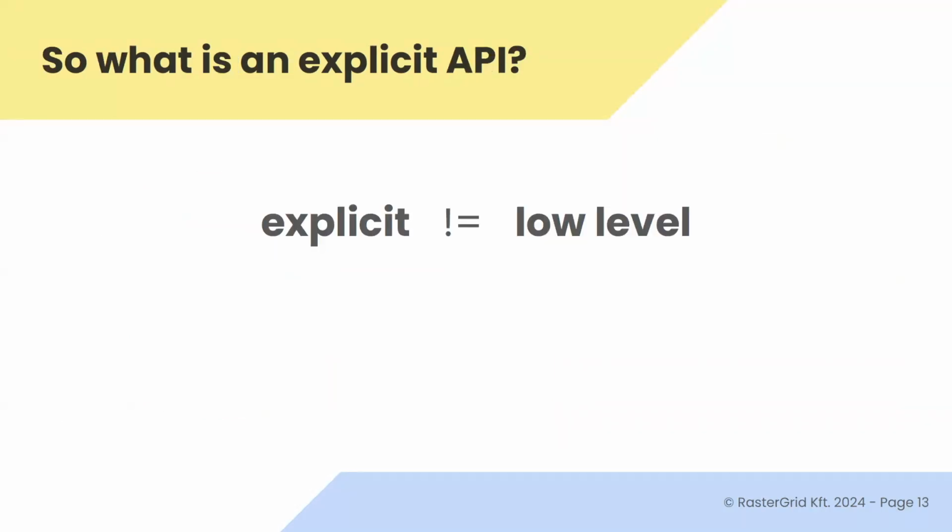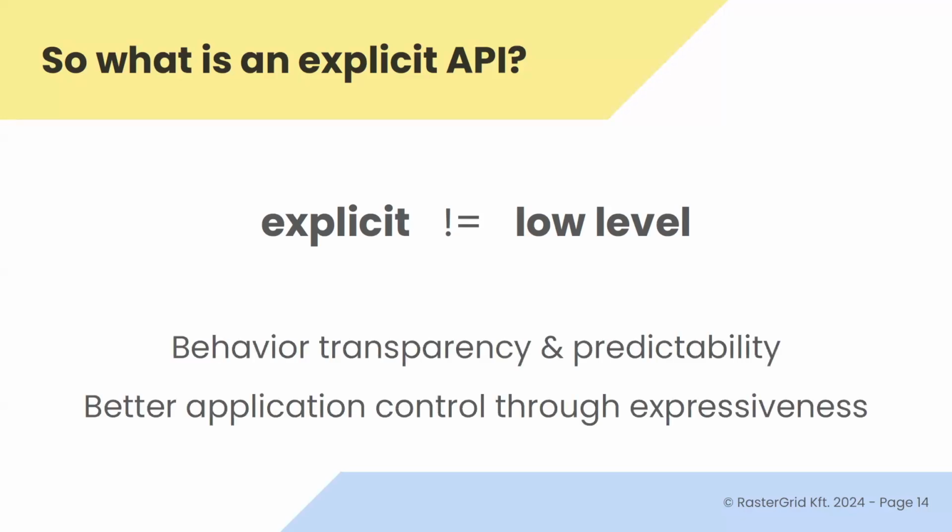One thing that is important to call out is that explicit API does not necessarily mean lower level API. Even though it's often coined that Vulkan and the new generation of APIs are low level, they contain higher level extra abstractions, many even higher than what you'll find in OpenGL and OpenCL. So it's more about being honest about what's happening behind the scenes. So practically, predictable behavior and transparency in the behavior. And in general, better application control through expressiveness.